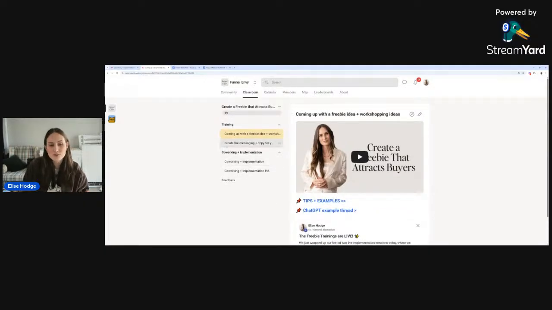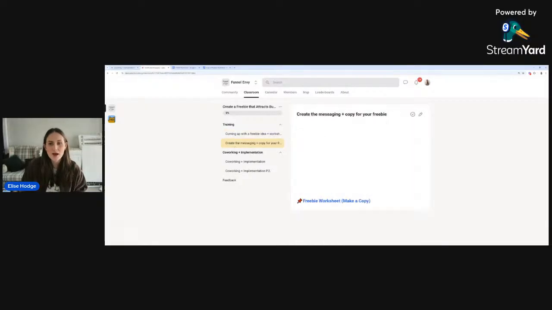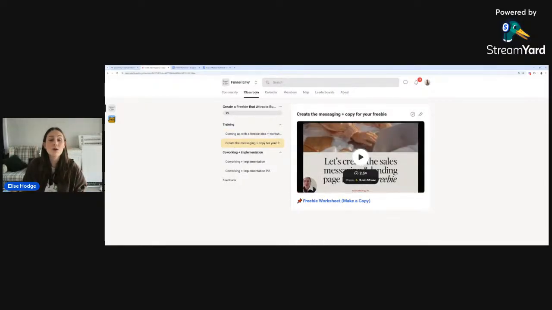Now, today we're going to move on to the second phase, which is refining the messaging that you have done for your freebie landing page. This is the landing page where you're going to collect emails for people to grab your freebie.